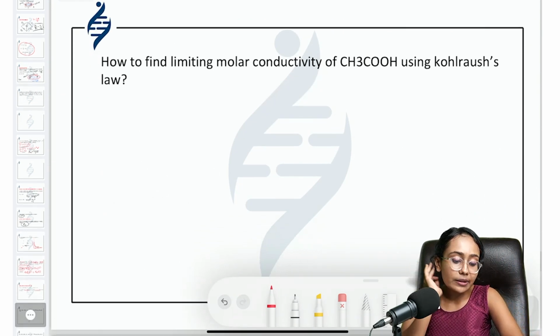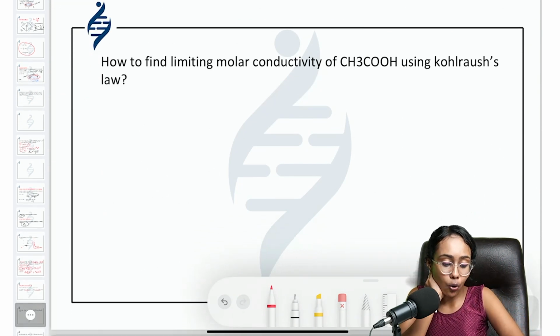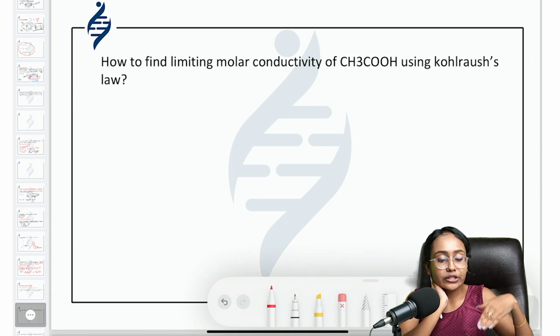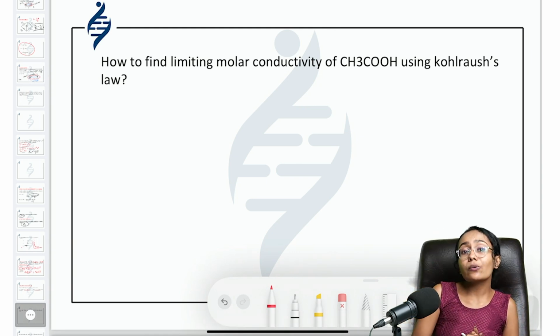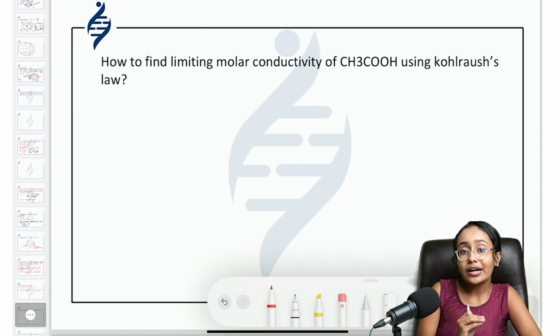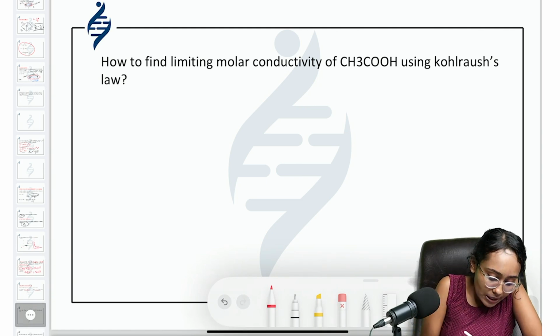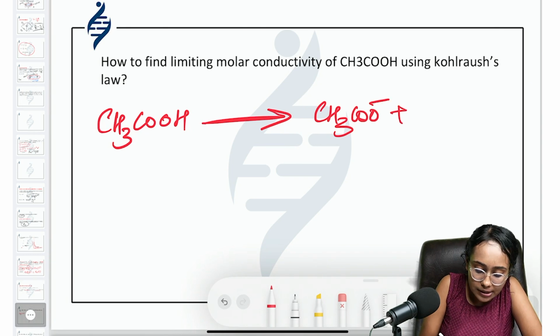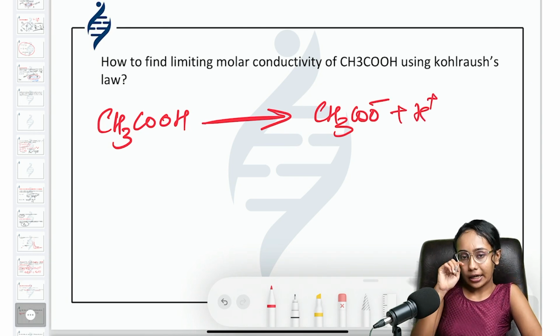How to find the limiting molar conductivity of CH3COOH using Kohlrausch's law. So a question will come like this, a very direct question. If the question is like this, you need to approach it in the way which I am telling you, or I'm advising you to do so. CH3COOH is just the CH3COO minus and H plus, the cation and anion.